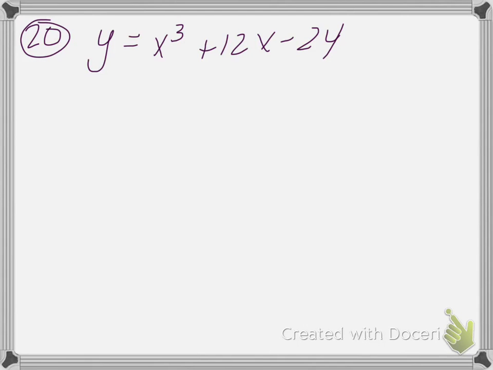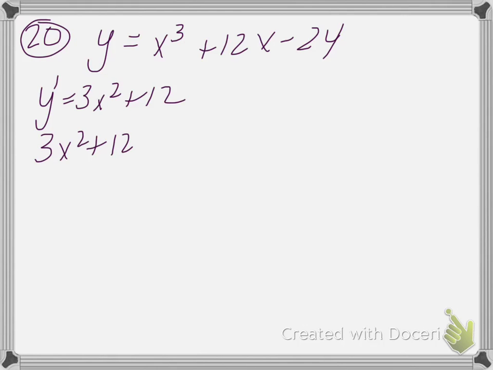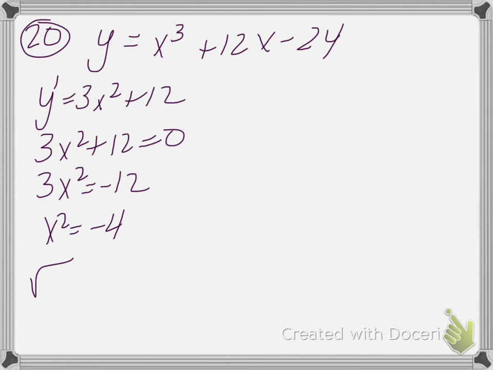Okay, so I'm starting with this packet with number 20 because number 19 we're saving. So for number 20, this question is asking for increasing and decreasing. So that means you want to take the first derivative and set it equal to 0. And you can see that you're going to have a problem because you cannot take the square root of -4.